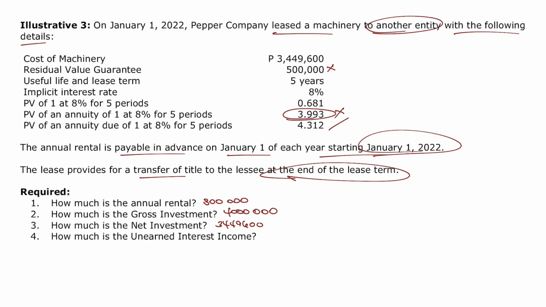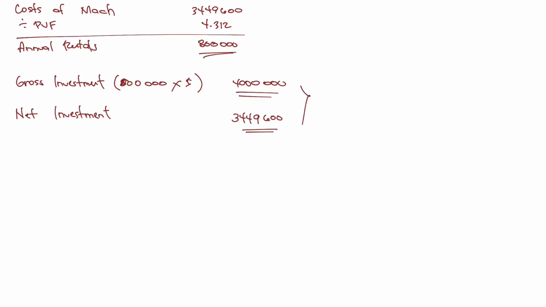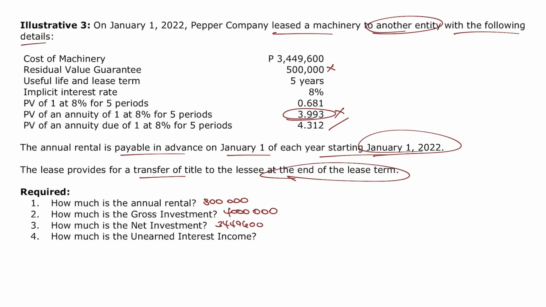We good? The number 4, how much is the unearned interest income? Well, just deduct the net investment from the gross investment, that's it, no? That's already the unearned interest income. So, 4 million minus 3,449,600, this will be equal to 550,400. So, final answer, requirement number 4, is 550,400. Okay?